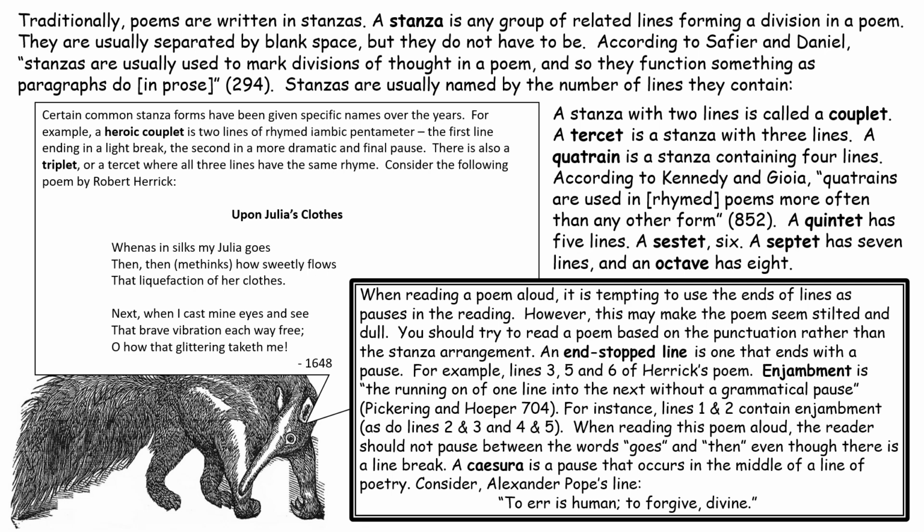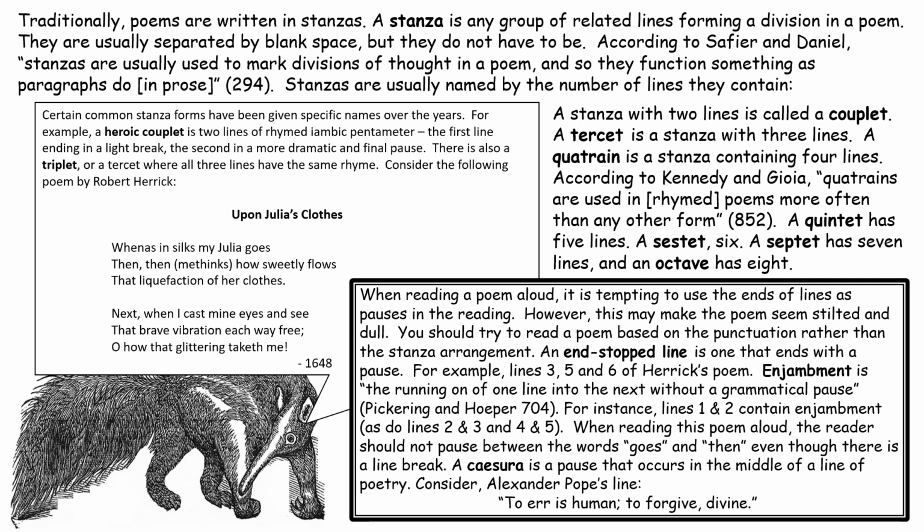A quintet has 5 lines, a sestet 6, and a septet has 7 lines. And an octave has 8. Certain stanza forms have been given specific names over the years. So, for example, there is a stanza called a heroic couplet. And a heroic couplet is 2 lines of rhymed iambic pentameter. The first line ending in a light break, and the second one in a more dramatic and final pause. There is also a triplet. And a triplet is a special kind of tercet where all 3 lines have the same rhyme.